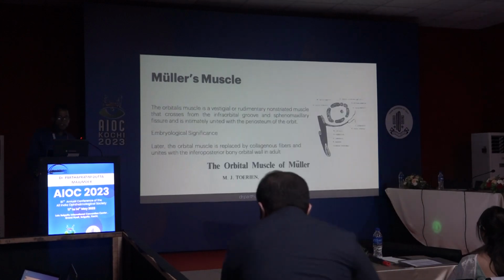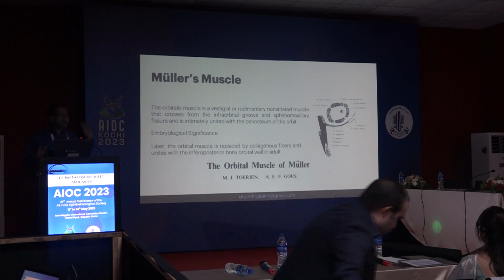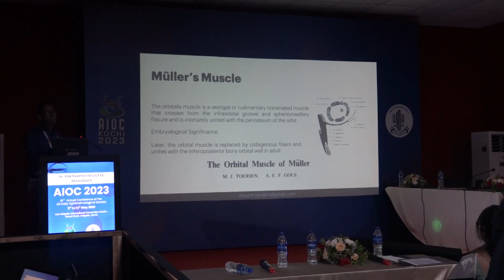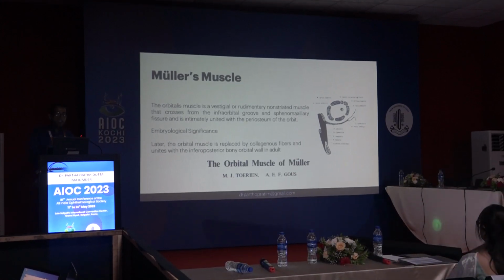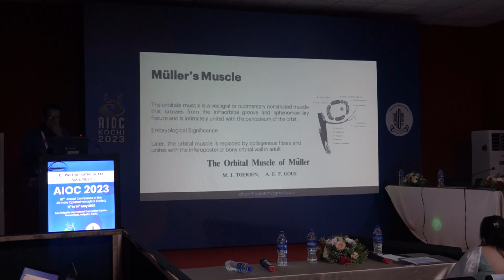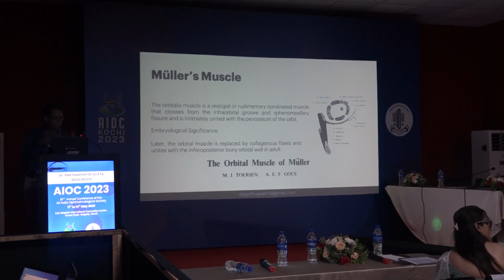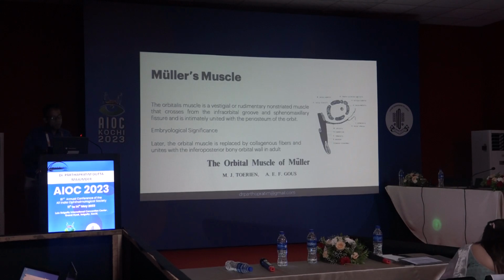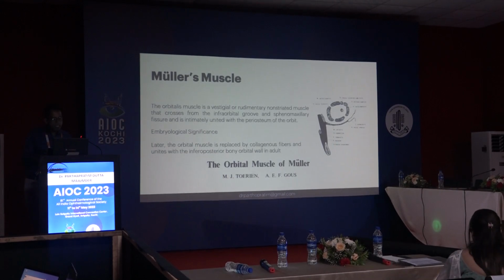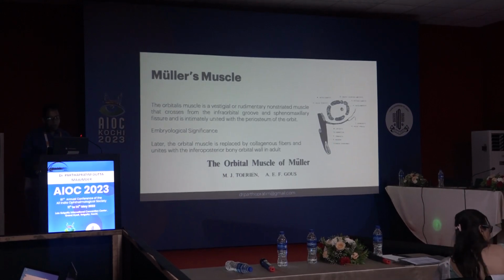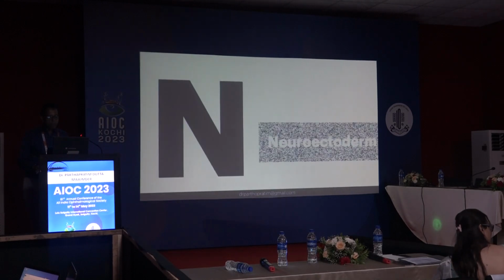Another, a third Muller's muscle is there, which I think many oculoplasty surgeons also don't pay attention to, but it's very important. This is basically the orbitalis muscle in the vestigial stage. Basically, in a normal adult there is no such muscle, but it has embryological significance. So this is called the orbital muscle of Muller.